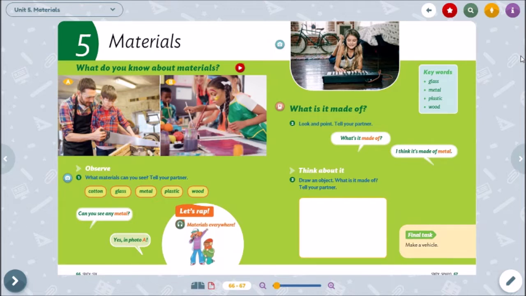We're going to be looking at Unit 5 materials, and we're going to be talking about cotton, glass, metal, plastic, wood, just to name a few things. And we're going to be looking at what things are made of. So some of these words should be familiar. We talked about glass and metal and plastic when we were talking about recycling. But if you look around your house right now, I bet you can find something made out of glass, something made out of metal, something made out of plastic, something made out of wood, and maybe you're even wearing cotton.